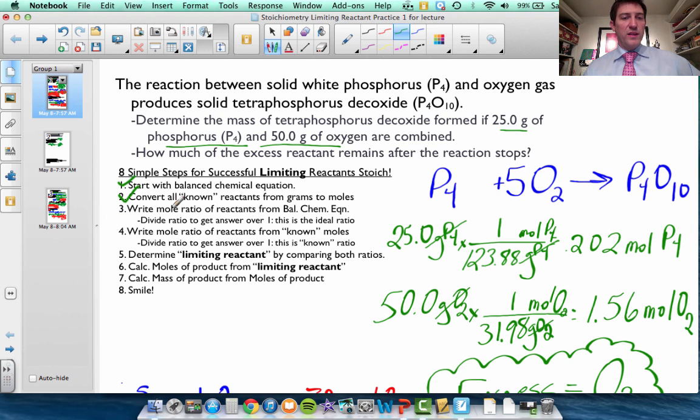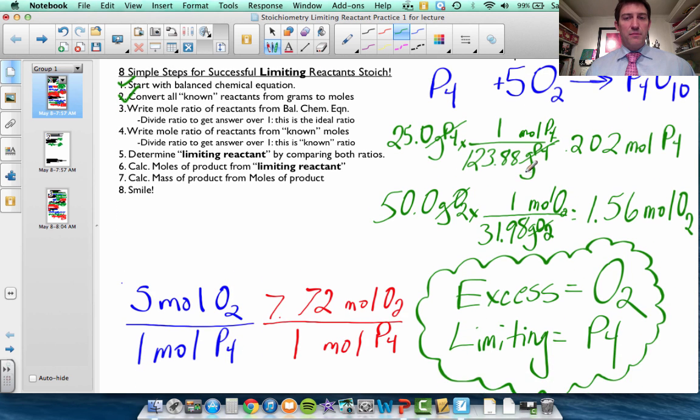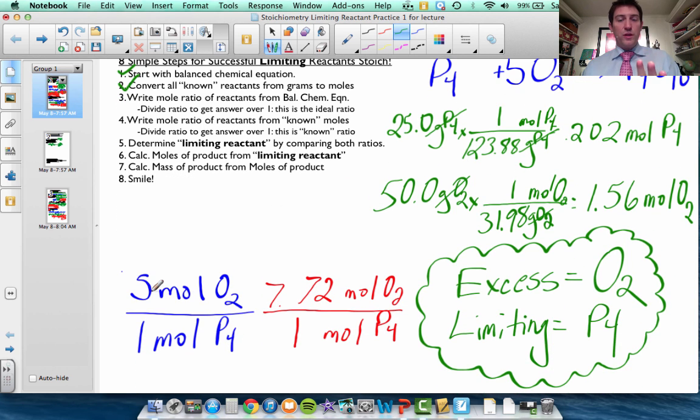The next part says write the mole ratio of reactants from balanced chemical equation. This is where people start to get confused, so bear with me. The mole ratio of the reactants, so here's the reactants, there and there. The mole ratio is how many moles are there? There's 1 mole of phosphorus, 5 moles of oxygen. So I've got it in blue right over here. You can do this either way. I could have put the phosphorus on the top or the oxygen on the bottom.